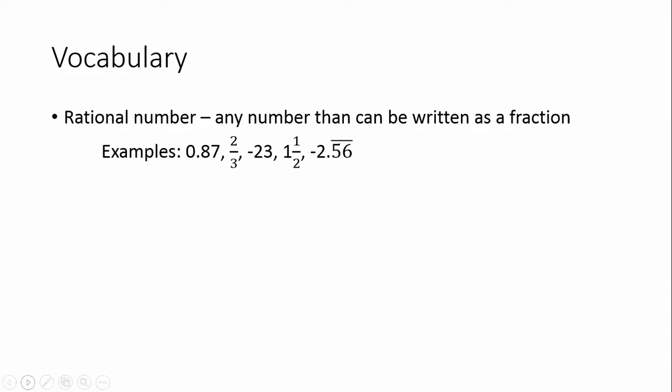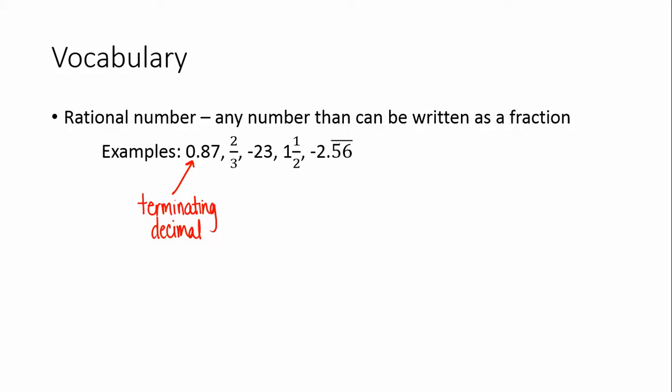The definition for today is a rational number. A rational number is any number that can be written as a fraction. Please write the examples here because we're going to talk about each one of these. A terminating decimal is what you see first. That's that 0.87. This is a terminating decimal. And all terminating decimals are rational numbers.